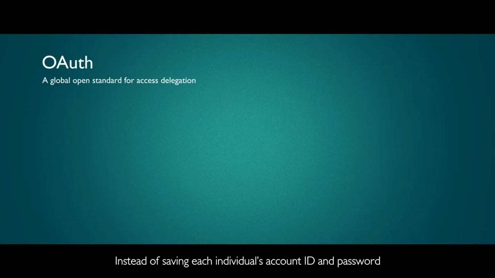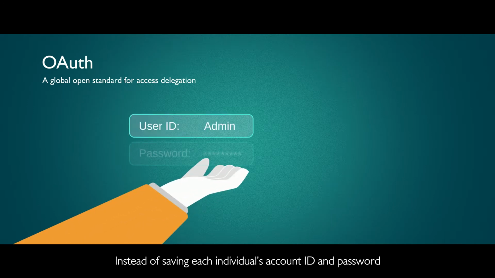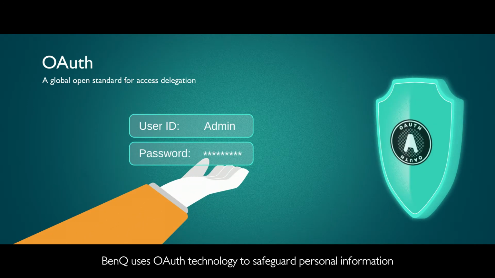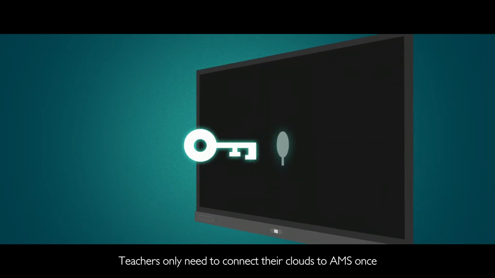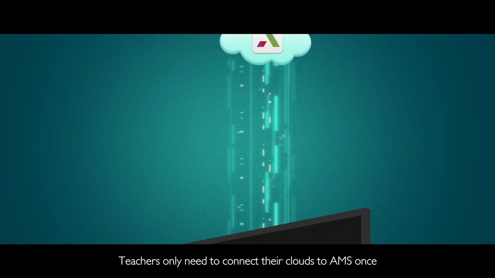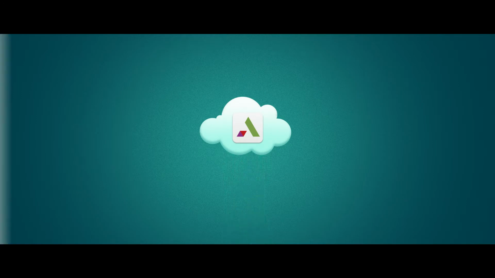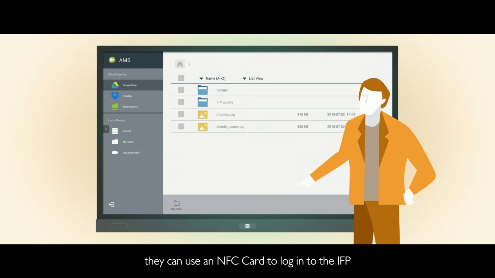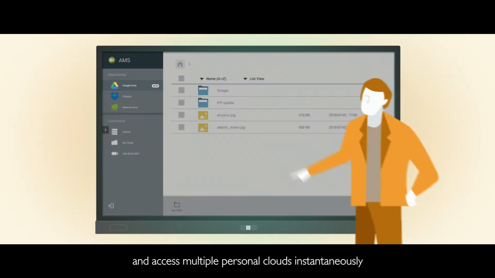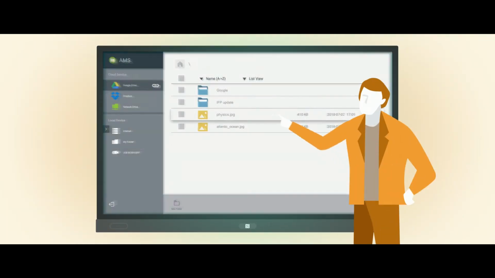Instead of saving each individual's account ID and password, BenQ uses OAuth technology to safeguard personal information. Teachers only need to connect their clouds to AMS once. Afterwards, they can use an NFC card to log into the IFP and access multiple personal clouds instantaneously.